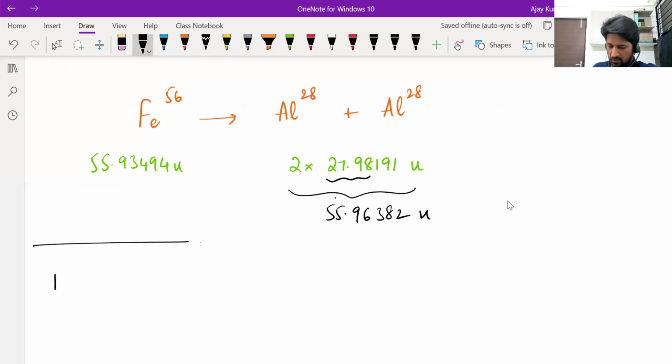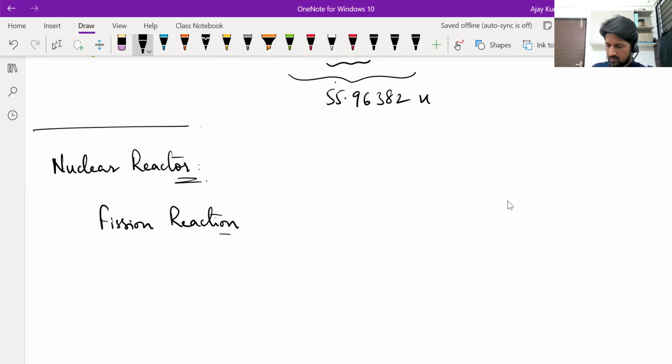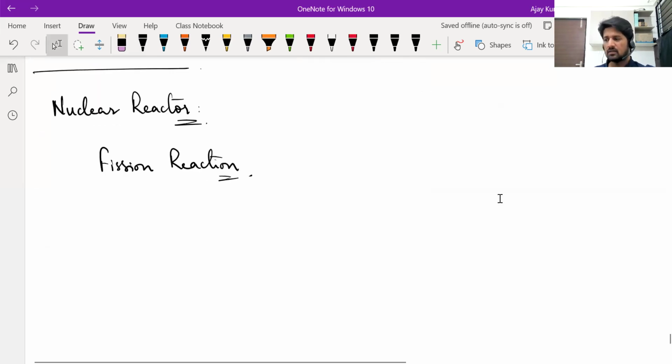Now, usually in a nuclear reactor, we make use of fission reactions. Mostly, uranium is what we use as the fuel. What do we mean by fuel? The nucleus from which we extract energy. That is what is fuel for us. So, usually, uranium 235 is used as the fuel.